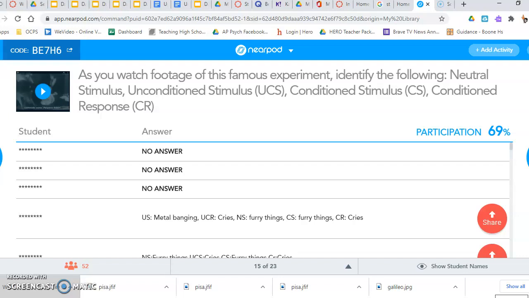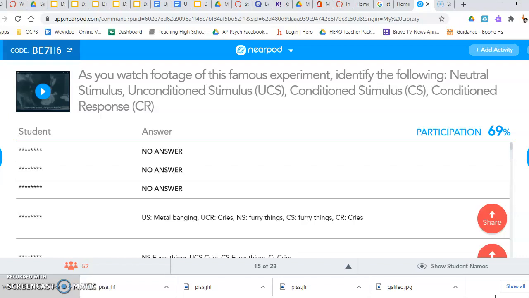So Watson then decided he was going to condition Little Albert to be afraid of animals. And so he would present Little Albert with a white rat, and he would give him the rat, and then he'd start banging on that pipe, making that clanging sound. And that would make Little Albert cry. And so he conditioned Little Albert: give him the rat, bang on the pipe. And ultimately, Little Albert was conditioned to be afraid of the rat.